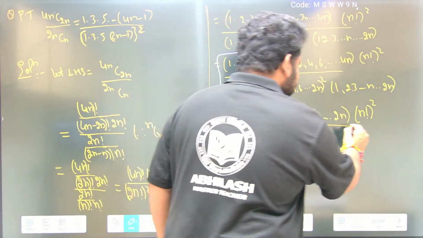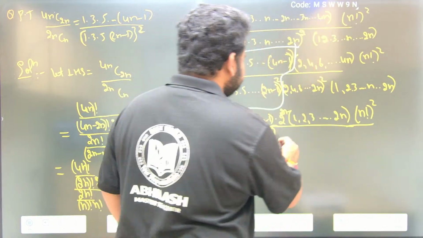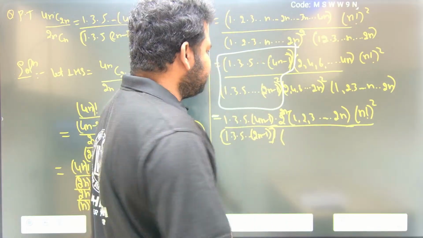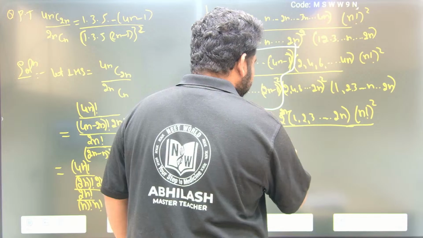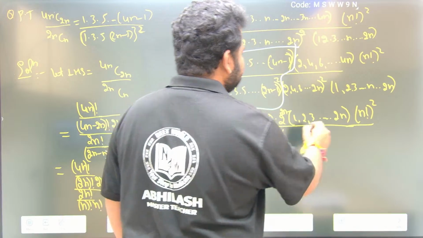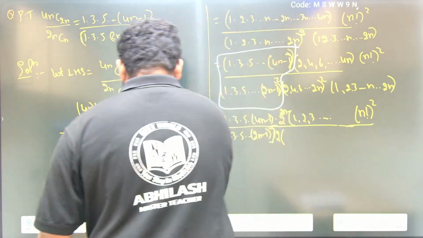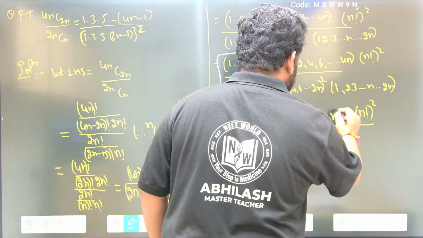Now what about the denominator? Look at the denominator, friends. Here we have the denominator 2, 4, 6, up to 2n. Here also if I take 2 common, it will be just n.